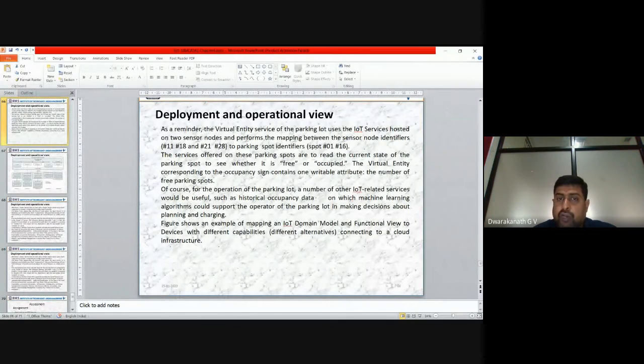The virtual entity corresponding to the occupancy sign contains one writable attribute, the number of free parking spots, including the booked spots also. Of course, for the operation of the parking lot, other IoT related services would be useful, such as historical occupancy data: how many vehicles are there, how many are free, how many are booked. On this, machine learning algorithms would support the operator in making decisions about planning and charging. This is another important thing.